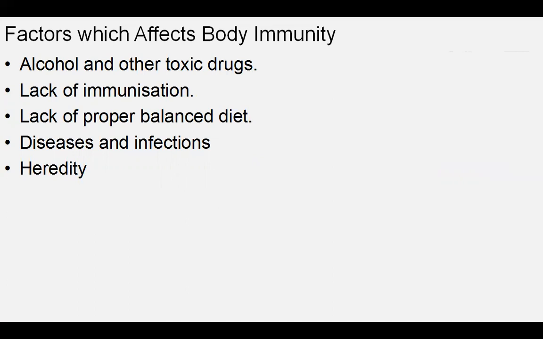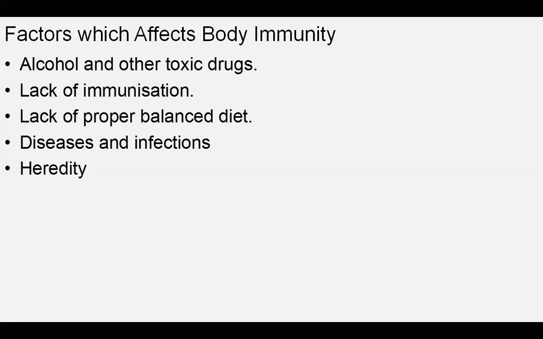The second one is the lack of immunization. This is simply lack of vaccination, whereby a person is not vaccinated against certain kinds of infections or diseases. So if he or she encounters such an infection, he can be in serious trouble as he or she can get the disease because the body immunity is low. The third one is lack of a proper balanced diet.